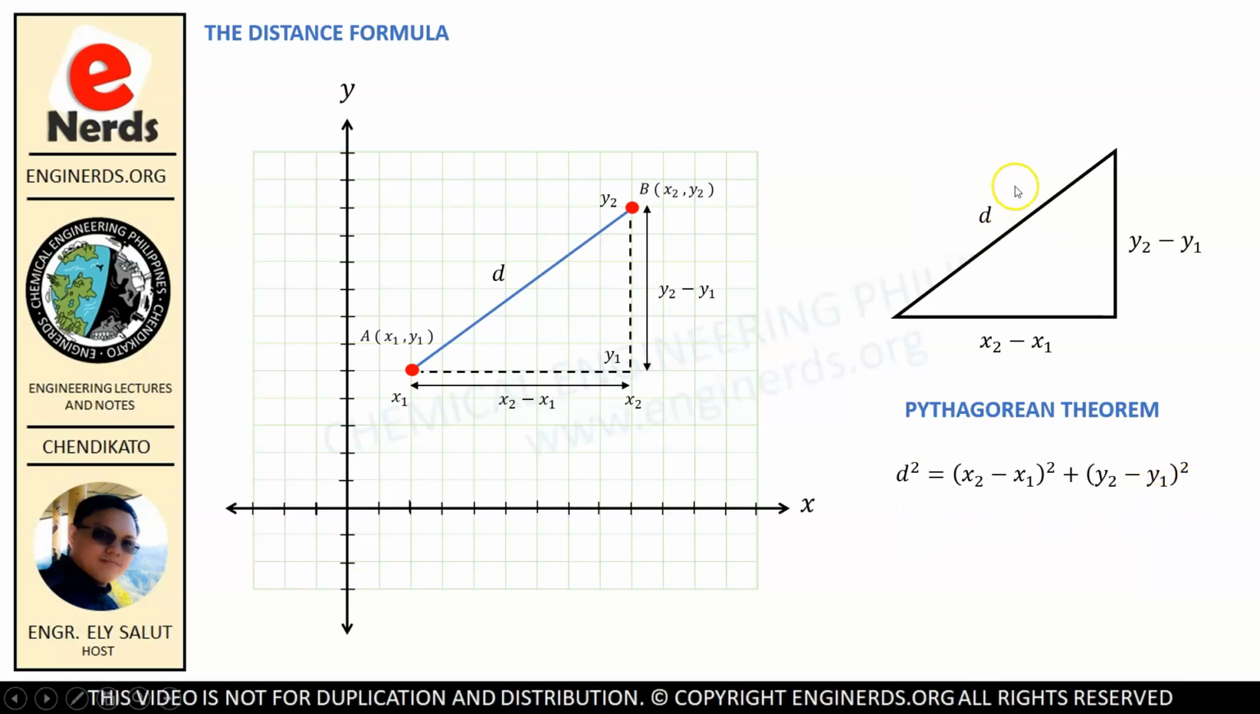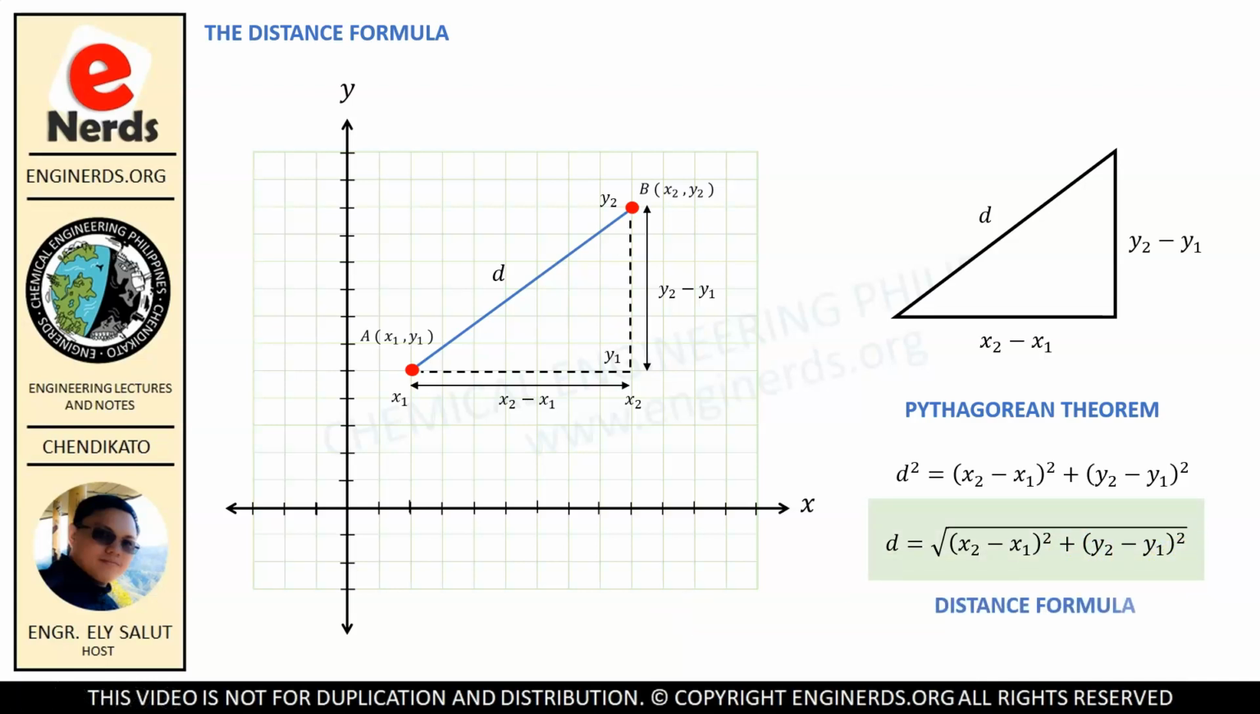Pero ang kailangan lang natin makuha is yung d. Okay, so we are going to take the square root of both sides ng ating equation. So we will take the square root of d squared, which is equal to d, and then the other side will be equal to the square root of (x2 minus x1) squared plus (y2 minus y1) squared. And this is what we call the distance formula. And we will be using this a lot sa mga susunod nating mga sample problems.